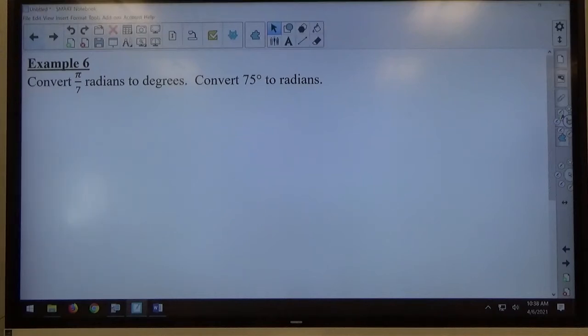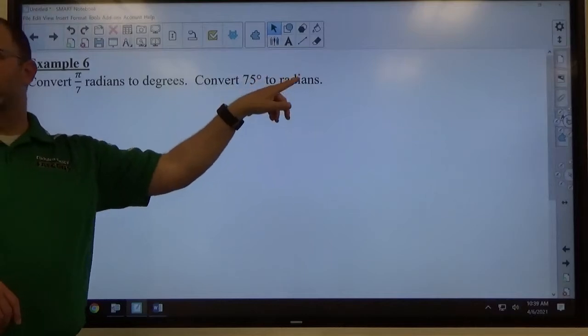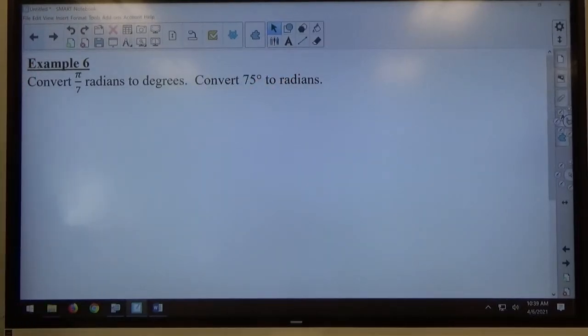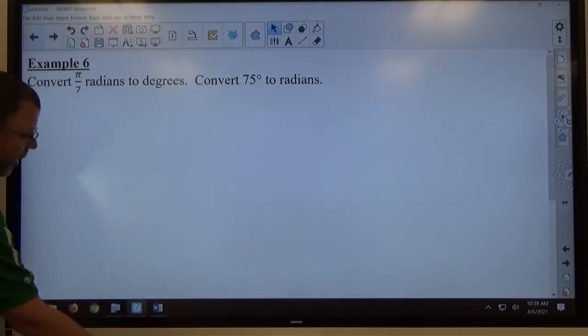So example 6, we're going to be converting from pi over 7 radians to degrees. That's like problem 11 on your extra practice worksheet. We're going to convert 75 degrees to radians. That's like problem number 12 on your worksheet. Okay, so here we go.